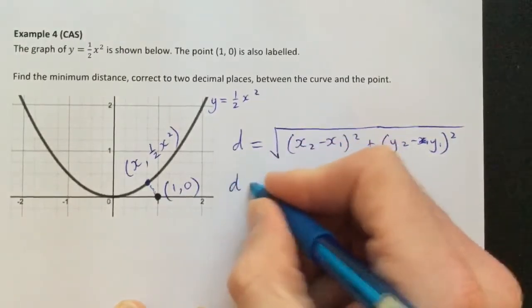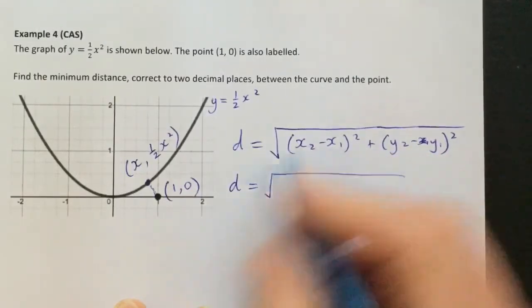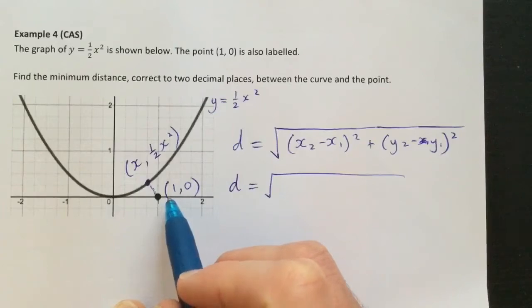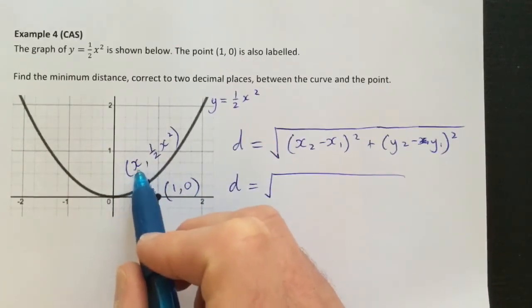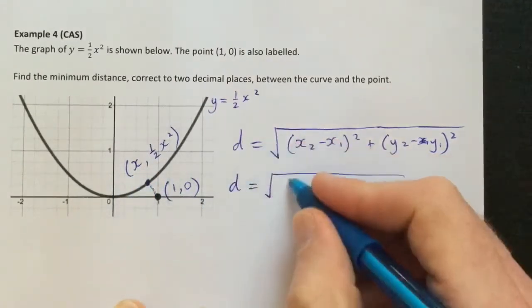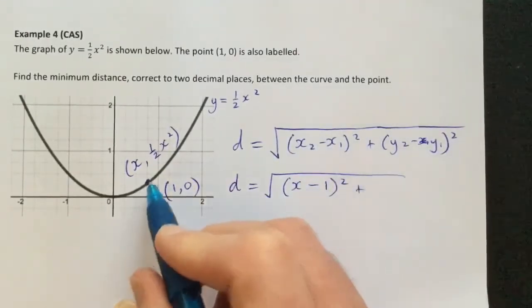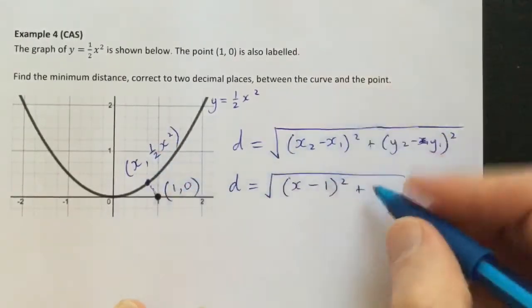So for this question, my x values are, let's call this one x2, so it's going to be (x minus 1) all squared, plus (half x squared minus 0) squared.